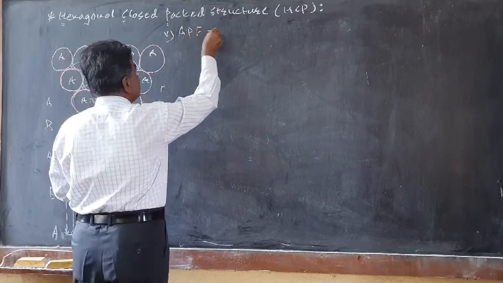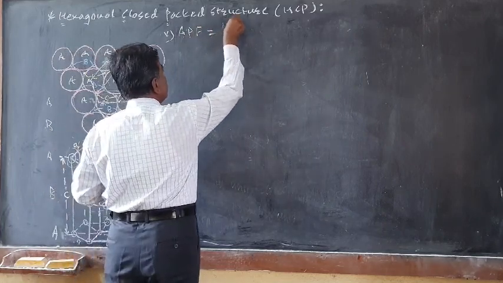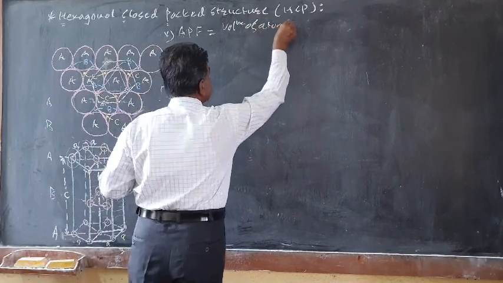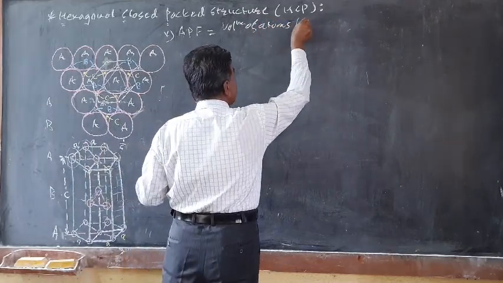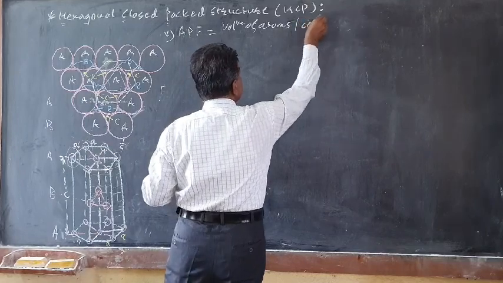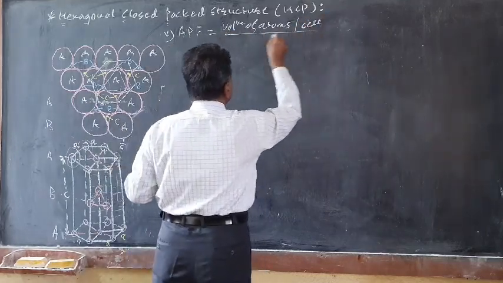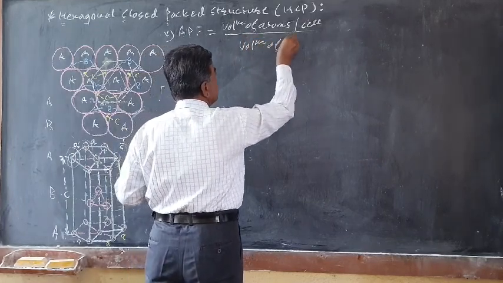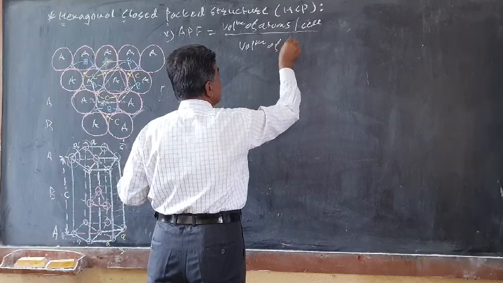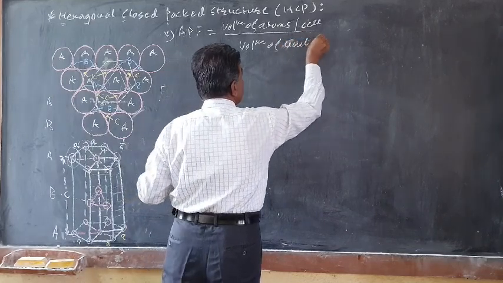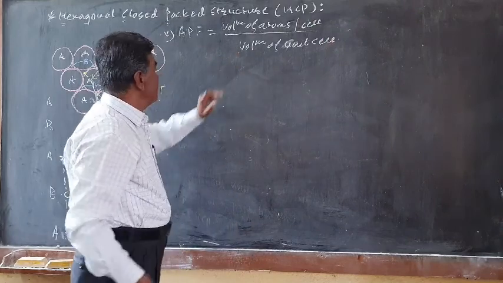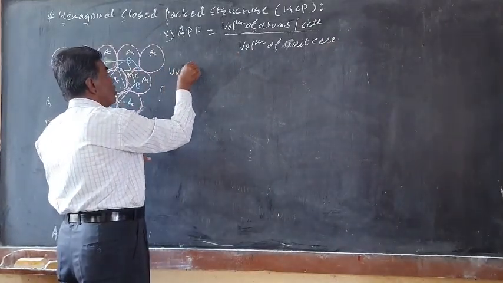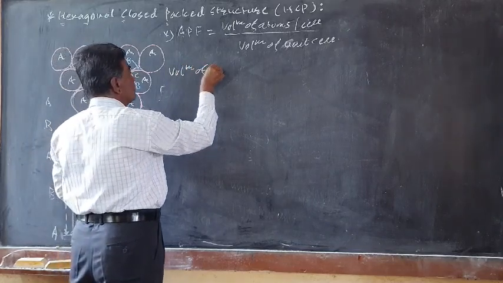So determine the volume of atoms per unit cell, or per primitive unit cell, divided by the volume of the unit cell, the volume of the unit cell itself. So first of all we will determine the volume of the unit cell.